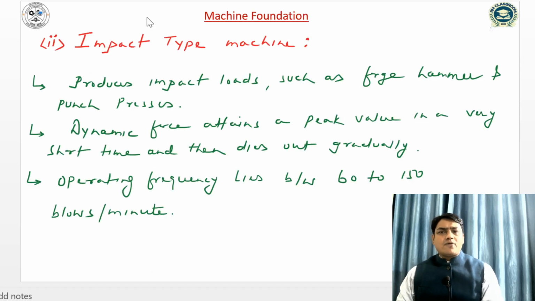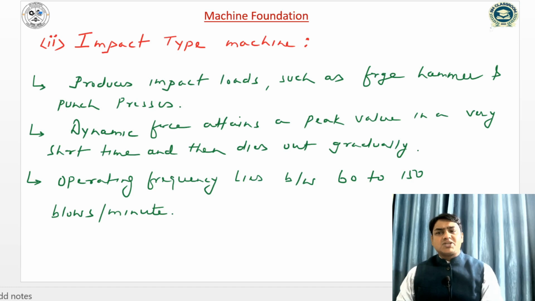Similarly, the second type of machine is the impact type machine, and this type of machine produces impact loads, such as forge hammer and punch presses. The dynamic force attains a peak value in a very short time and then dies out gradually. Such types of machine have an operating frequency between 60 to 150 blows per minute.